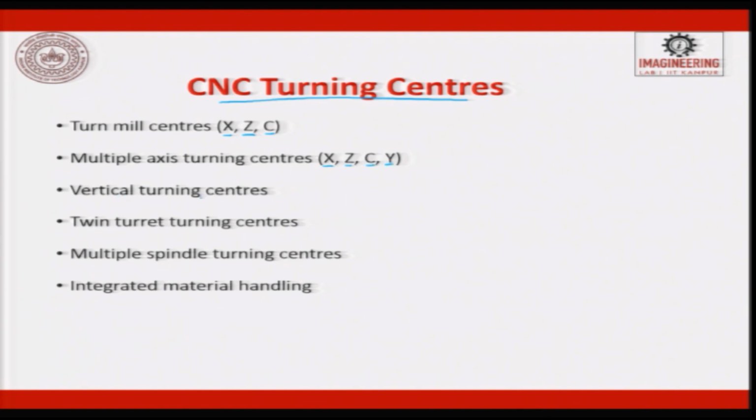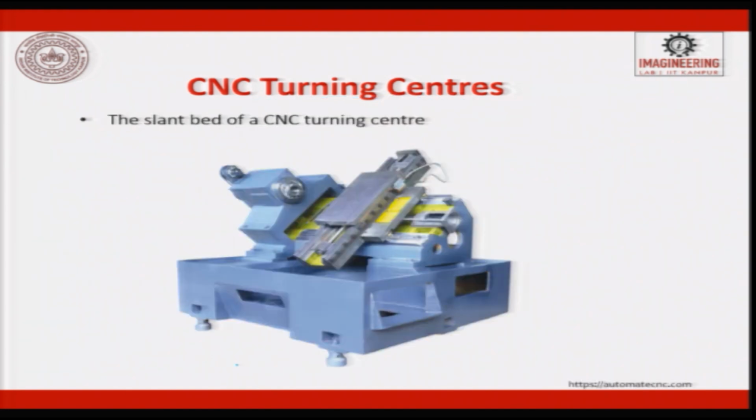Then you will have vertical turning centers, twin turret turning centers, multiple spindle turning centers, and you can have integrated material handling devices which are attached to the turning centers. So, this is the slant bed CNC turning center which I have already discussed. Here you will have the spindle which rotates, and here you will have the tool which rests.